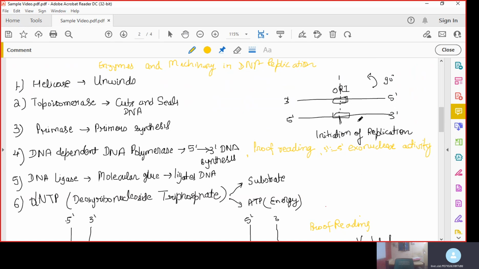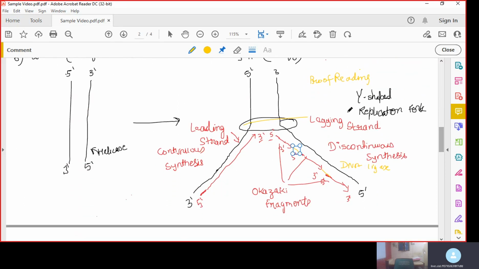Here we see the DNA strand where we got the ori site. Ori site is origin of replication. What is the full form of ori? Origin of replication. So it's basically the origin of replication site, ori site. We made an anti-clockwise 90-degree rotation to better understand it. Now the polarity we gave 3' to 5' with 5' to 3' after making it anti-clockwise.